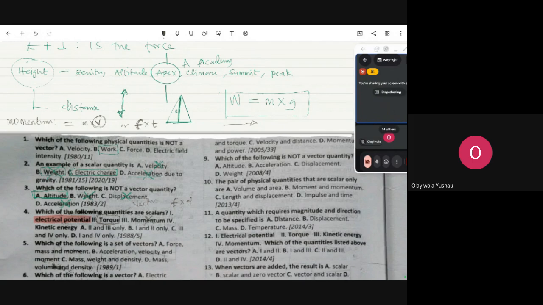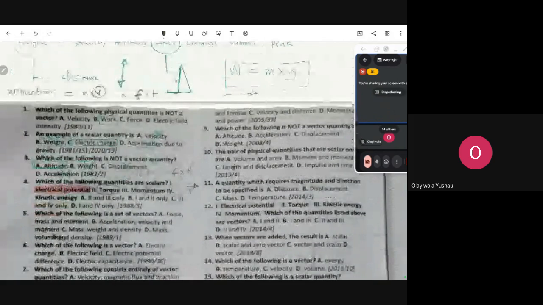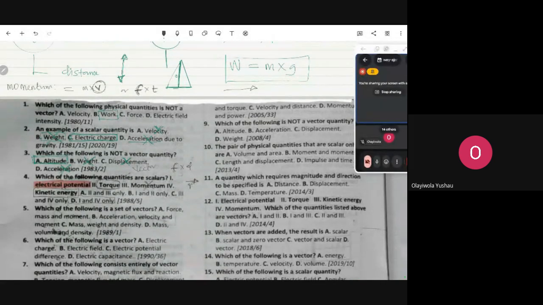Because it rotates around this. It has rotation, and if I want to write it, any quantity you write like this, you put it out here. Now this is a vector. But let's leave that for now. Kinetic energy is a form of energy, so scalar. So the answer here is I, electric potential, and IV, kinetic energy. So my answer is option D. Do you understand this?